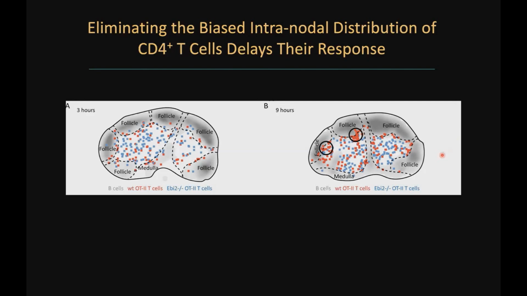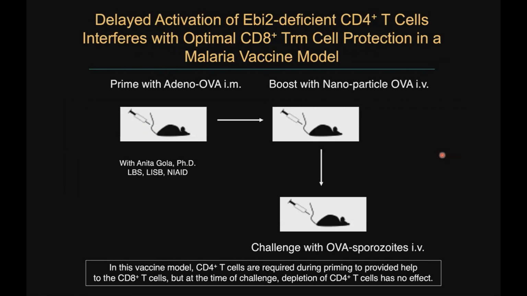And this is consistent with the fact that they're further away from the dendritic cells, and it takes them longer to move throughout the lymph node environment to find the relevant dendritic cell. And this delay turns out to have a very dramatic effect on host immunity. One of the other fellows in the lab, Anita Gola, had developed, along with Adrian Hill as a graduate student, a very efficient way to protect against liver stage malaria.